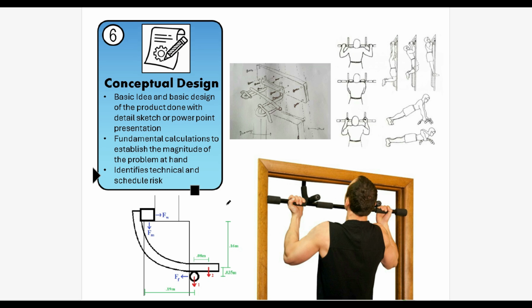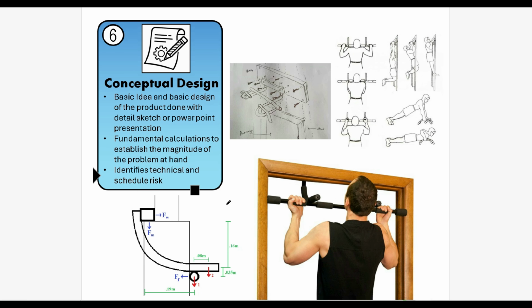So does the pull-up bar tubing need to be made out of aluminum? Can it be made out of steel, or does it have to be made out of titanium, for example? And this will just depend on how strong it needs to be, and you won't know that unless you do the fundamental calculations and put some equations together.